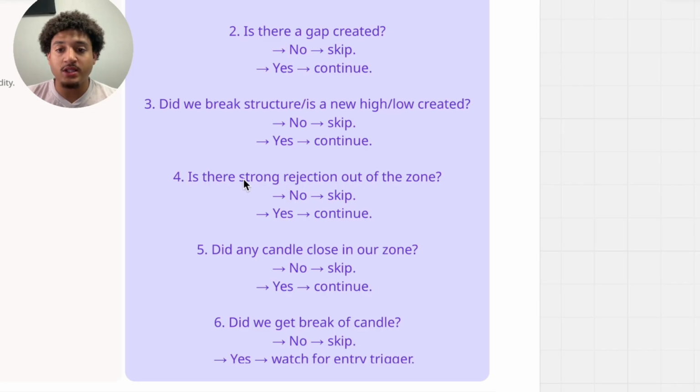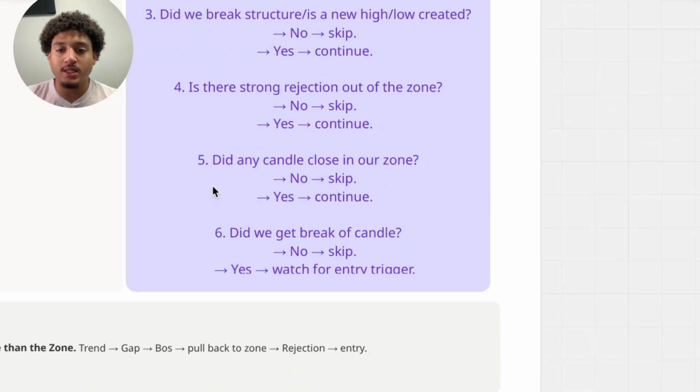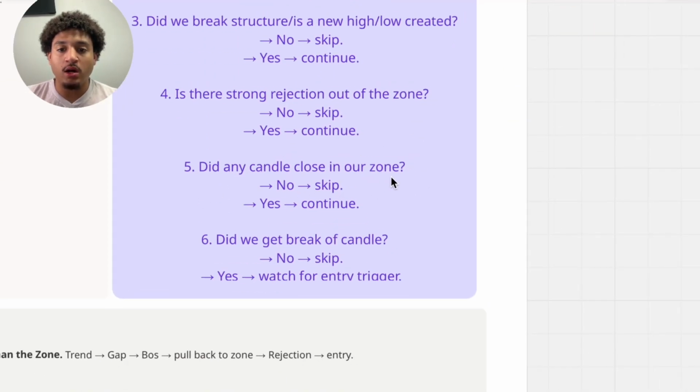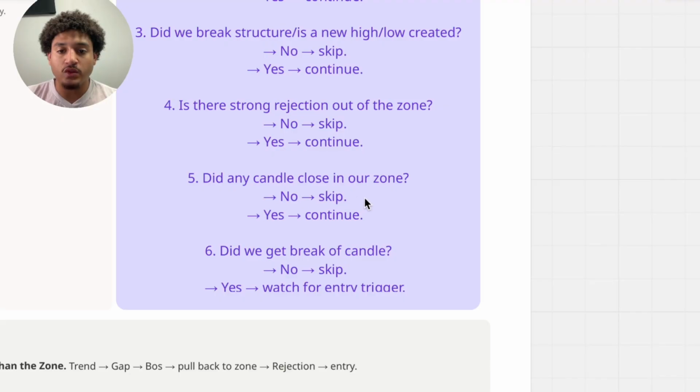Fourth step: is there strong rejection out of the zone? If no, we skip the trade. If yes, we continue to the fifth step. Did any candle close in our zone? If no, we skip. If yes, we continue. No, this is wrong. This is opposite. Did any candle close in our zone? If yes, we skip. If not, we continue. Remember, we don't want any candles to close in our zone. We want it to reject out.